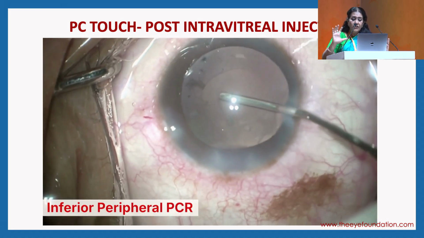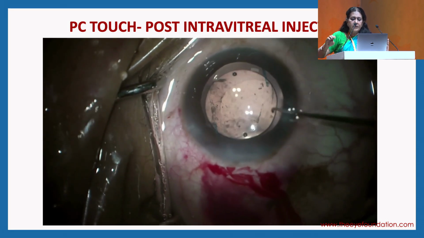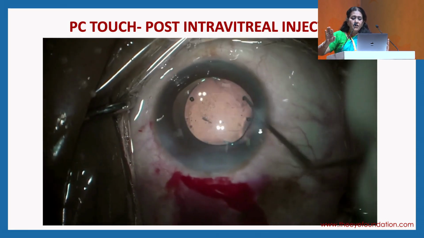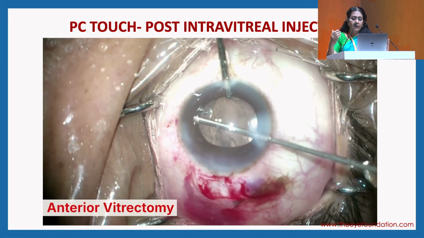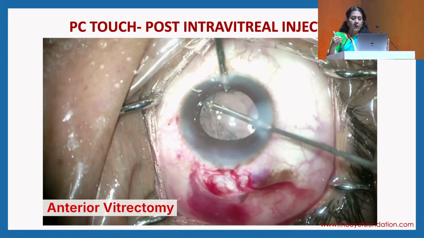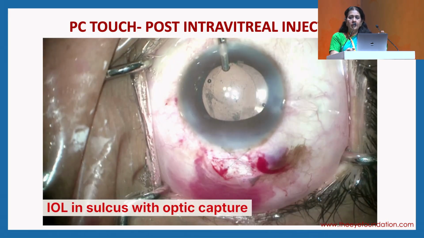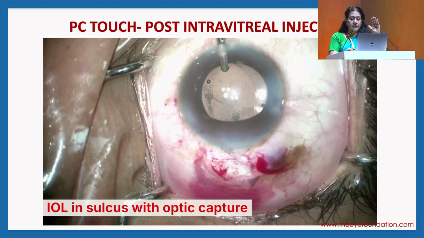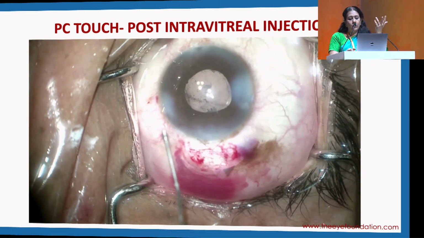So then I inject viscoelastic. I notice that there's a PCR there. By the time the PCR has become a little bigger, I position the IOL onto the sulcus, then inject tricort, do an anterior vitrectomy behind the IOL, and then finally do again an optic capture, which ensures that the IOL remains centered, and you don't have to change the power of the IOL if the IOL is centered.